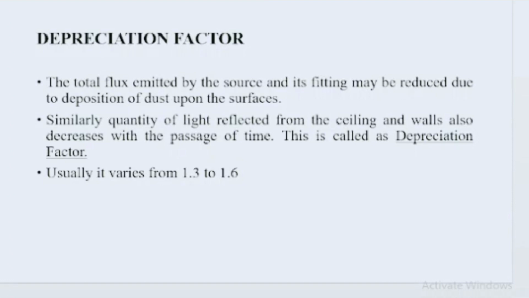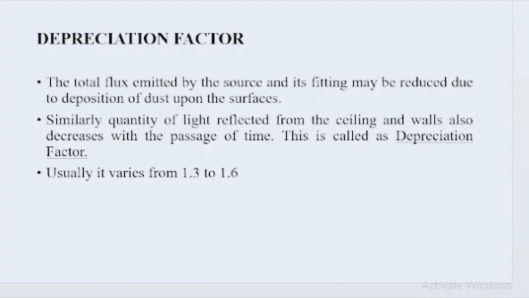Similarly, the quantity of light reflected from the ceiling and walls also decreases with the passage of time. This is called the depreciation factor. As time goes on, if we do not clean the lights or bulbs, dust will form on them, so the light reflected will be very little. Hence we should clean them and keep them as required. That factor is the depreciation factor, and usually it varies from 1.3 to 1.6.